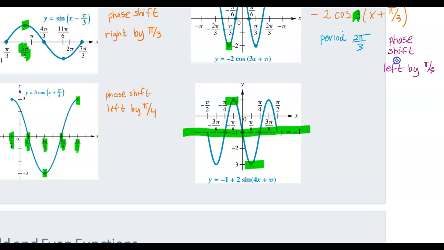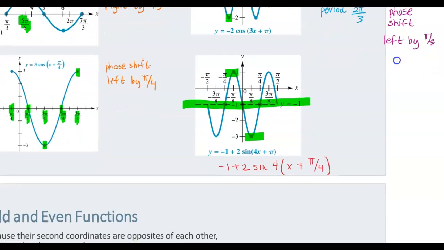When you talk about the phase shift, you have to factor out that number b out of both items that are in the parentheses. So the phase shift here is pi over 4. The graph is moving to the left by pi over 4 units. So I can see that my starting point is here, at negative pi over 4.